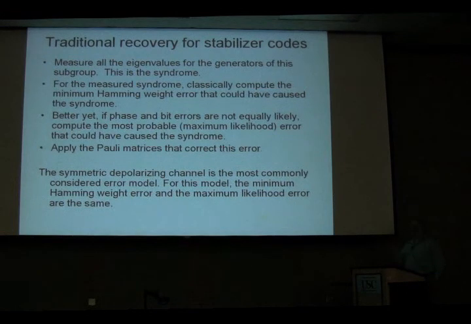So now you want to figure out what errors would give you this syndrome. There's a whole bunch of errors that will give you this syndrome. So what you do is you choose the minimum Hamming weight error that could have caused the syndrome. Of course, as we heard earlier, if the phase and bit errors are not equally likely, this isn't necessarily the best thing to do. Maybe you want to choose the most probable error that could have caused the syndrome, which if, say, phase errors are 10 times more likely than bit errors, you want to choose an error which has a lot more sigma z's in it than sigma x's. And then you apply the Pauli matrices that correct this error. So if you choose the symmetric depolarizing channel, the maximum likelihood error is the same as the minimum Hamming weight error.